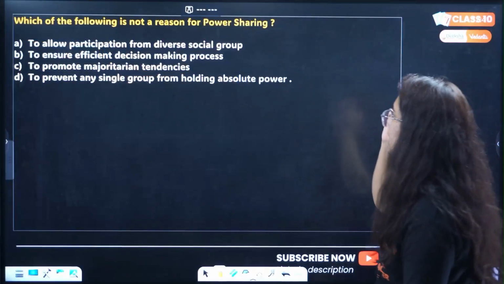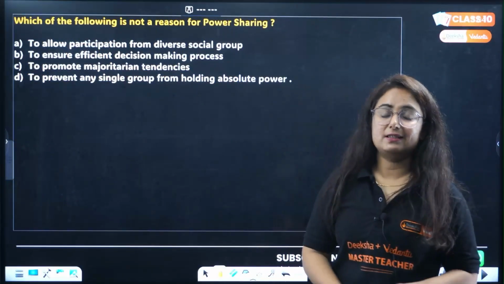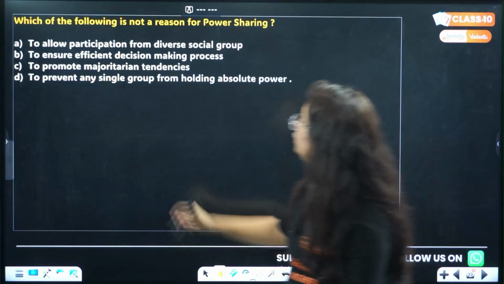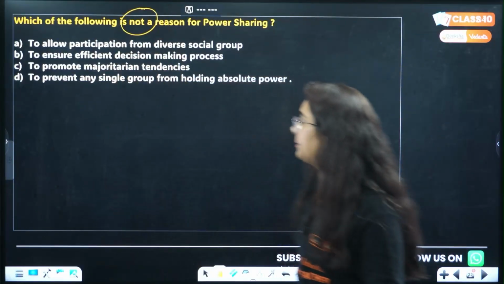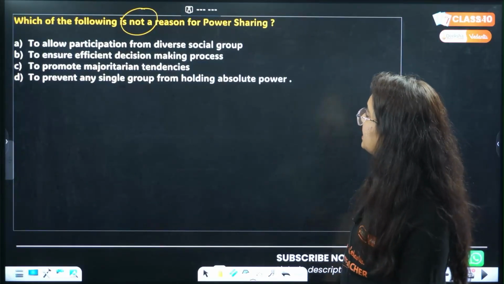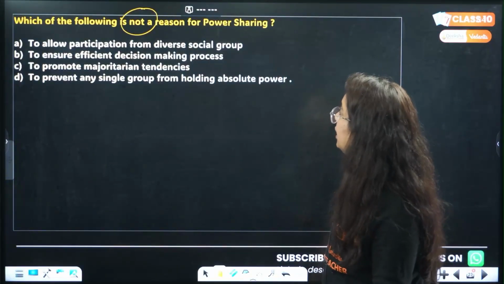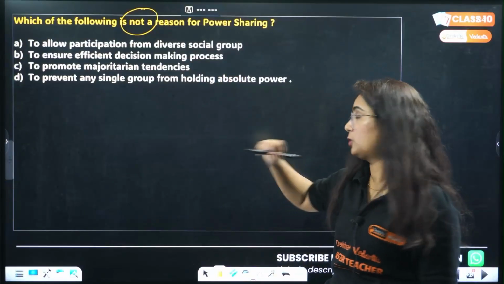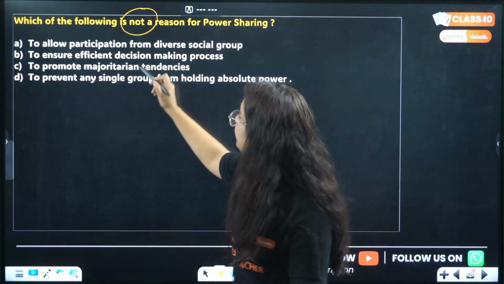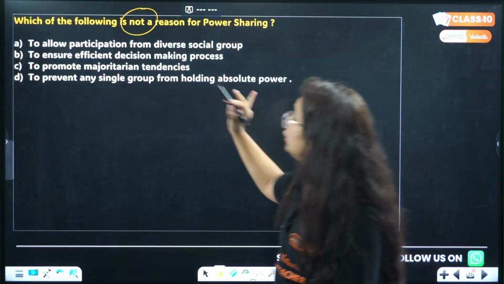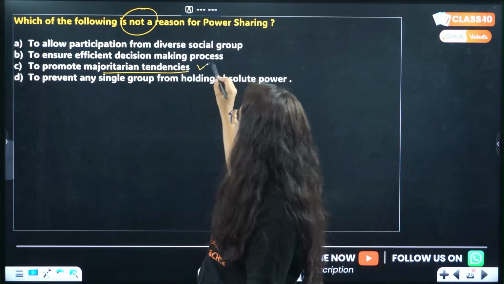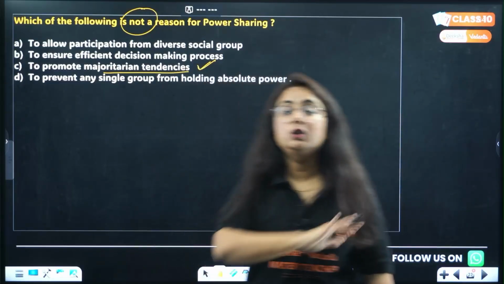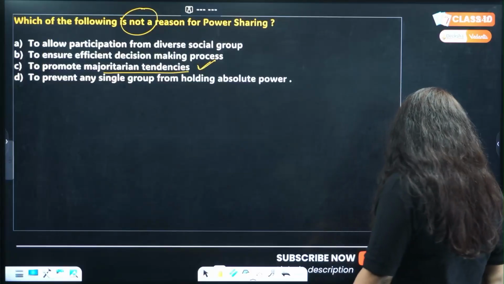Okay. So the questions just after this you are going to answer. Which of the following is not a reason of power sharing? Option A, to allow participation for diverse social groups; to ensure efficient decision-making process; to promote majoritarian tendencies. This is not the actual reason of power sharing. We are not promoting majoritarian tendencies in it.